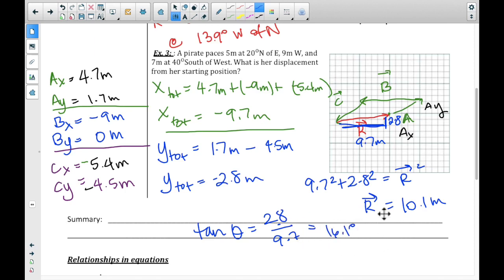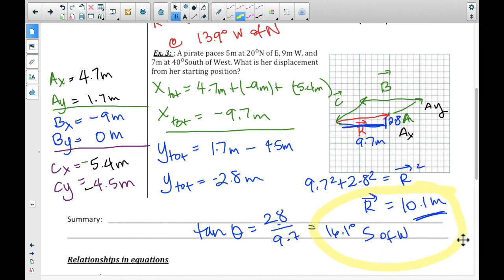Okay, 16.1 degrees where? Well, I drew my arrow this way. The question is, what is her displacement from her starting position? So even though my arrow is drawn that way, because that would complete the circuit, the question was actually asking the other way, right? Because it was her displacement from her starting position. So she is 10.1 meters away, and at 16.1 degrees, let's say south of west.